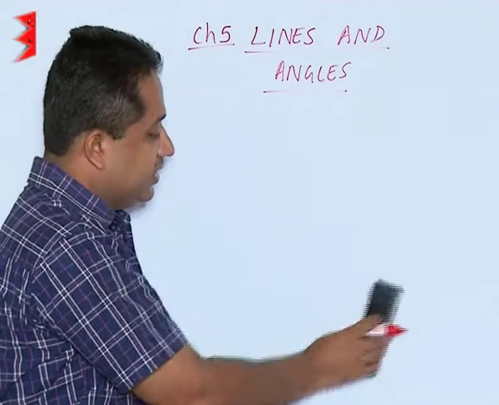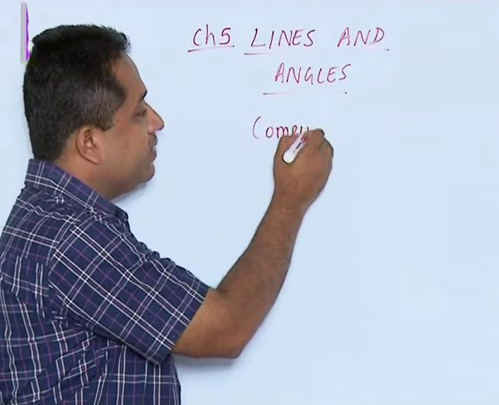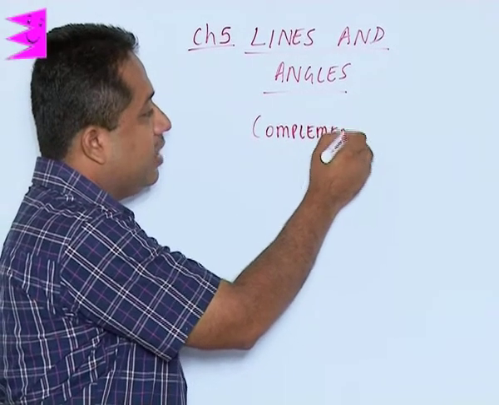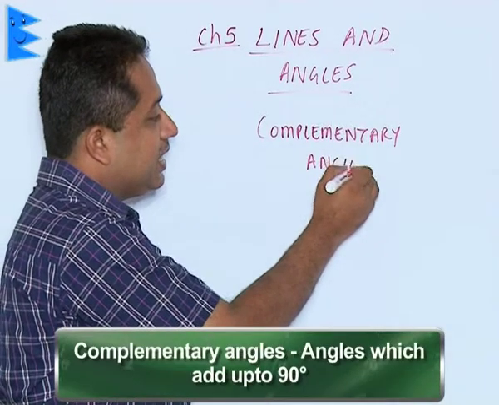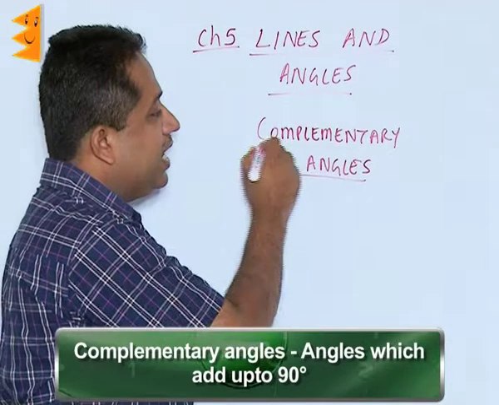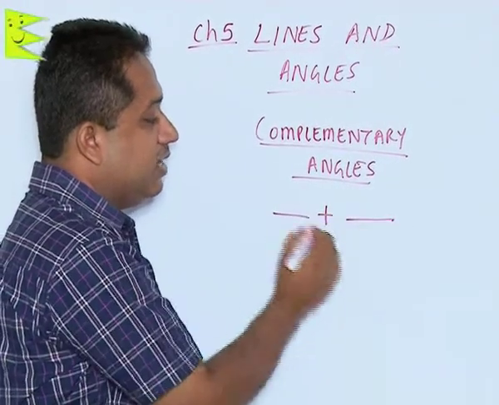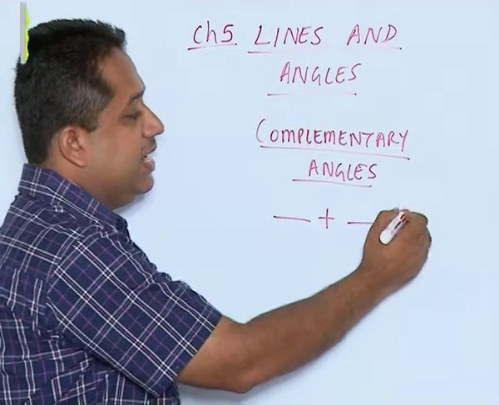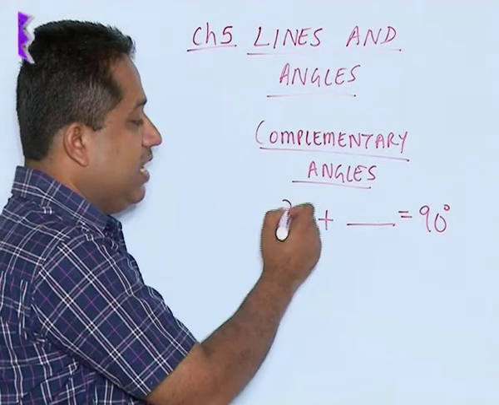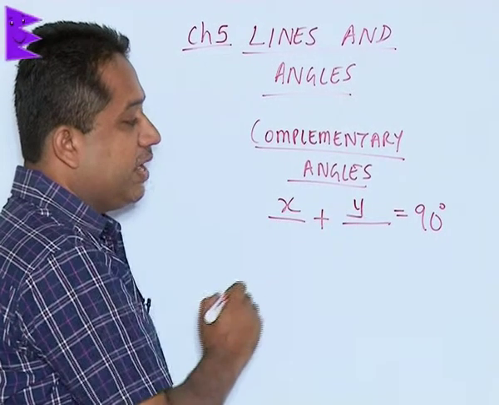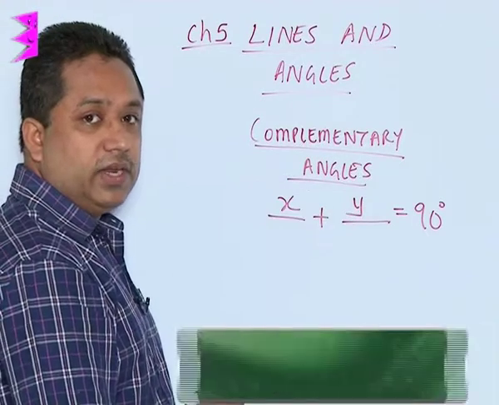Now, besides this, we have to be aware of what complementary angles and supplementary angles are. What are complementary angles? Complementary angles are angles which add up to 90 degrees. If we have a combination of two angles and their total is 90 degrees, then we can say that they are complementary angles. So, any value x and any value y, when I add them up and get 90, I can say the angles are complementary angles.